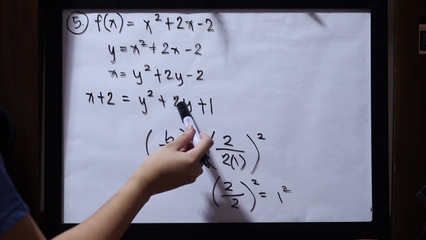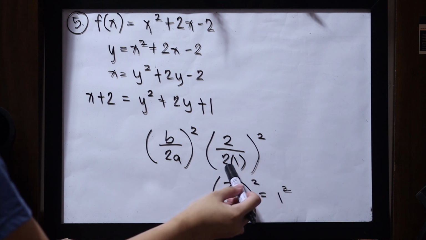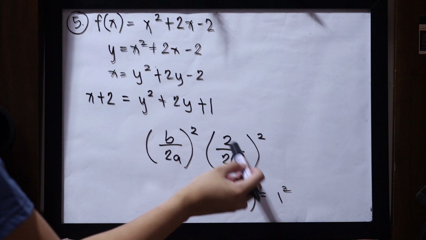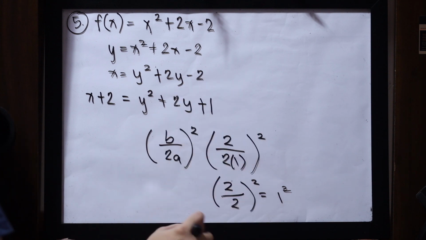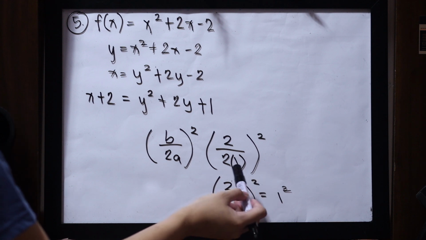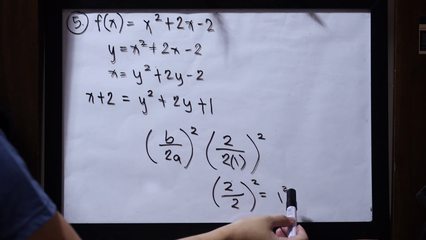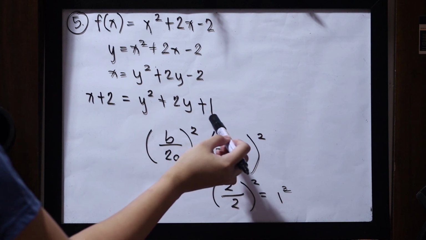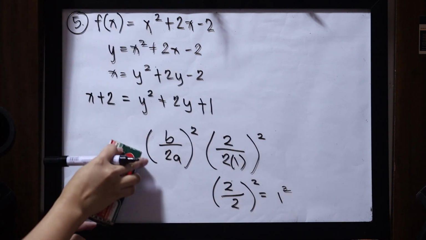So, b ay 2 all over 2. Ano yung a nyo dito? 1. So, 2 all over 2 times 1. Then, simplifying, we will have 2 all over 2. And then, you square that. Ano yung 2 over 2? 1. Ano ang squared ng 1? Eh, di 1 pa din. Kaya, nag-add tayo ng 1 dito to complete the square.